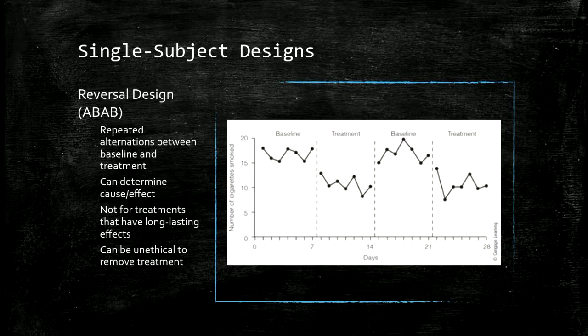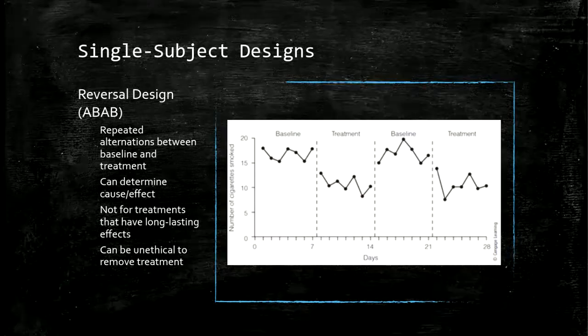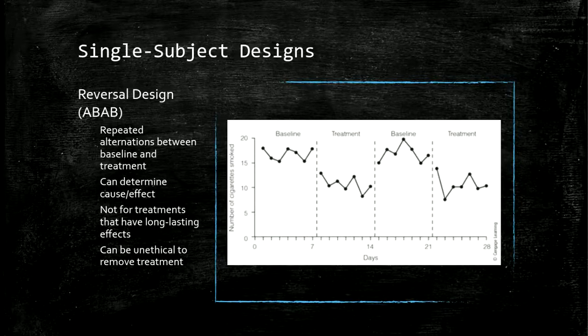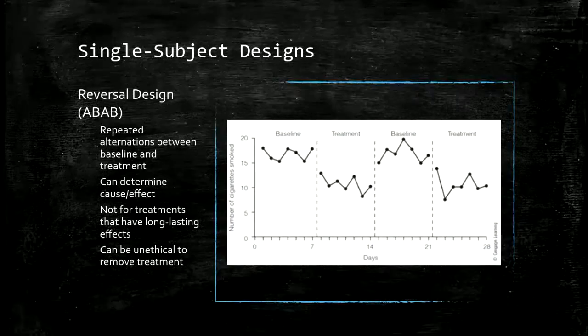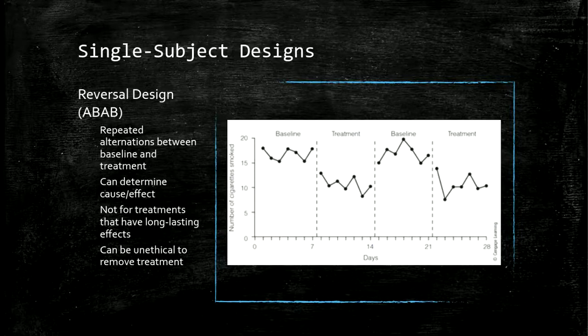So think about if you were testing a cancer drug. You measure the person's tumor size or cancer rate before the medication is given. You give the medication, it's effective, it shrinks the tumor. Then it would be unethical to say, well, we're going to remove this treatment to see if the tumor begins to grow again. It would be unethical to remove what you have found to be an effective treatment.